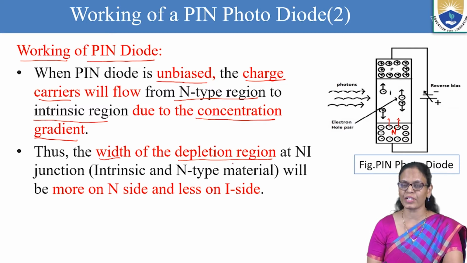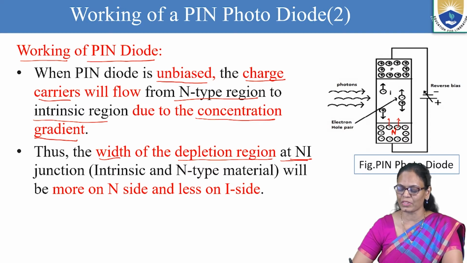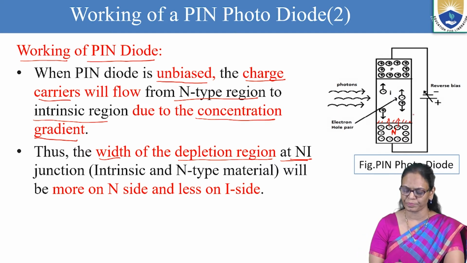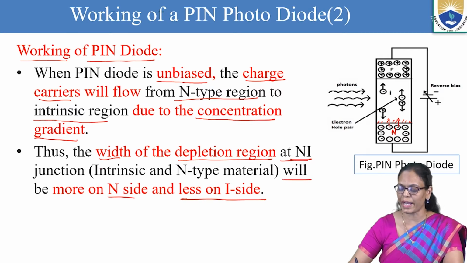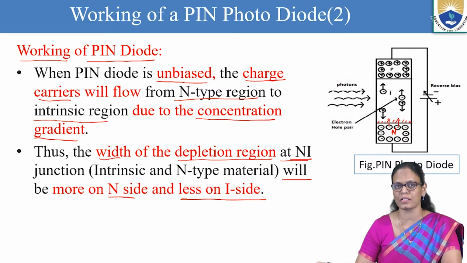And this depletion region at the NI junction, what is the junction we are talking about? This particular junction, N and I, where N and I meet. At this junction, what is happening? The width will be more on the N side and less on the I side. So on the N side, the width of the depletion layer is more, but it is less on the I side.